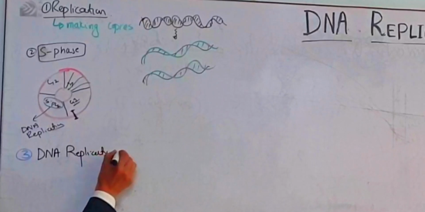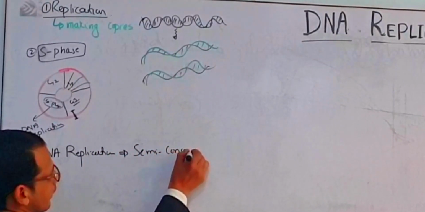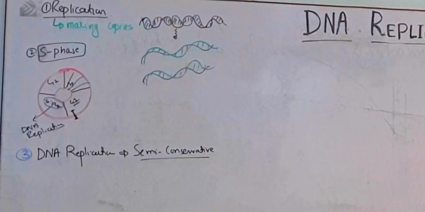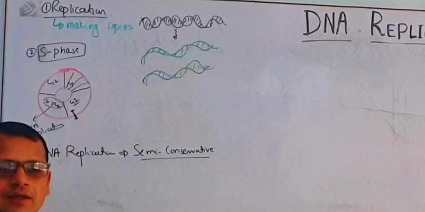DNA replication is semi-conservative. What does semi-conservative mean? One strand must be old, one new, right?